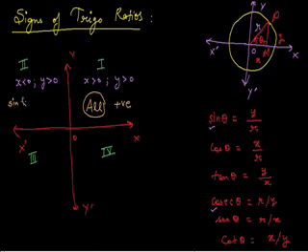sine and its reciprocal cosec are positive. In the second quadrant, sine and its reciprocal cosec are positive.